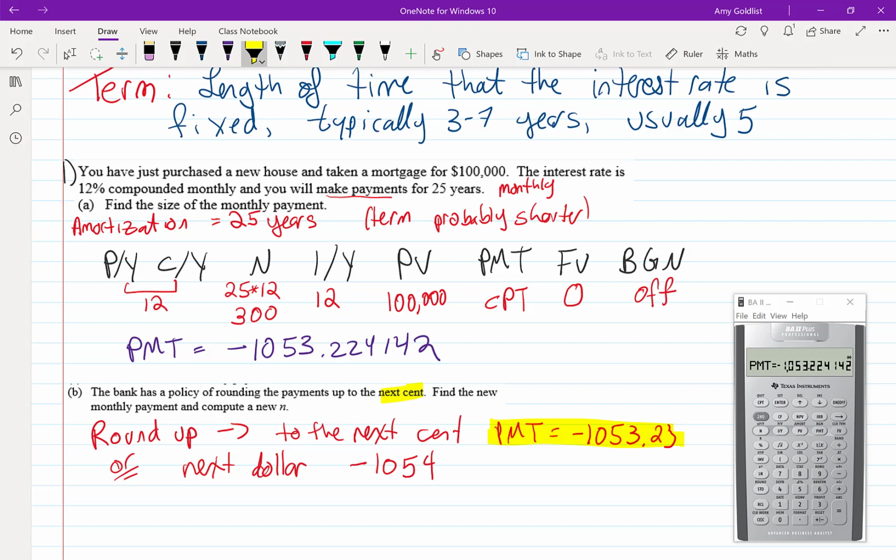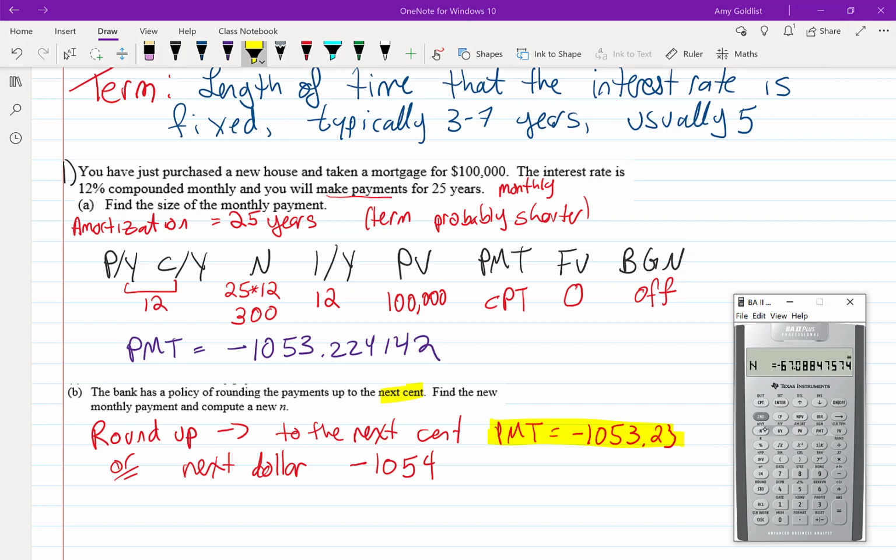We're going to be using our calculator to do a lot of the work for us, so we need it to be correct. In order to do that, we're going to have to re-enter our payment. It's a really important step. $1,053.23. Press payment, and then press compute N.